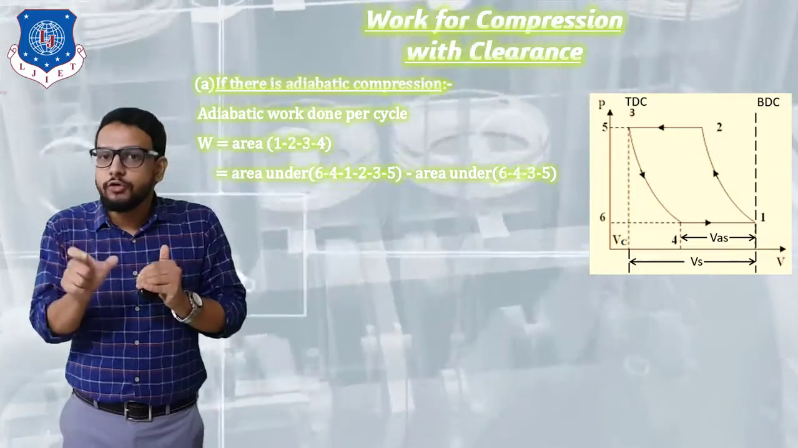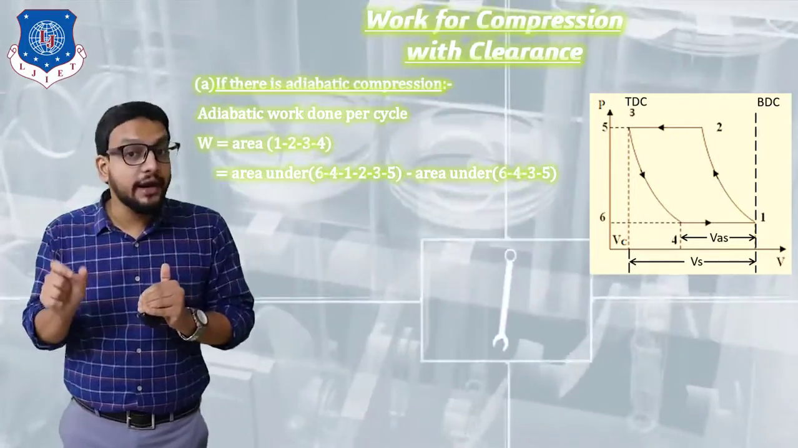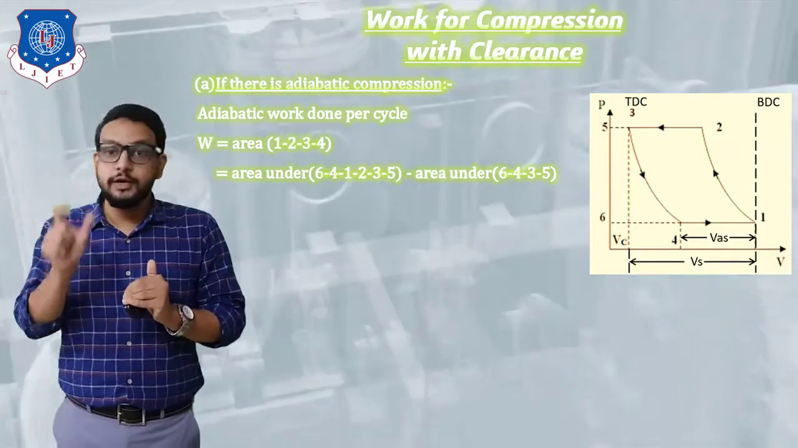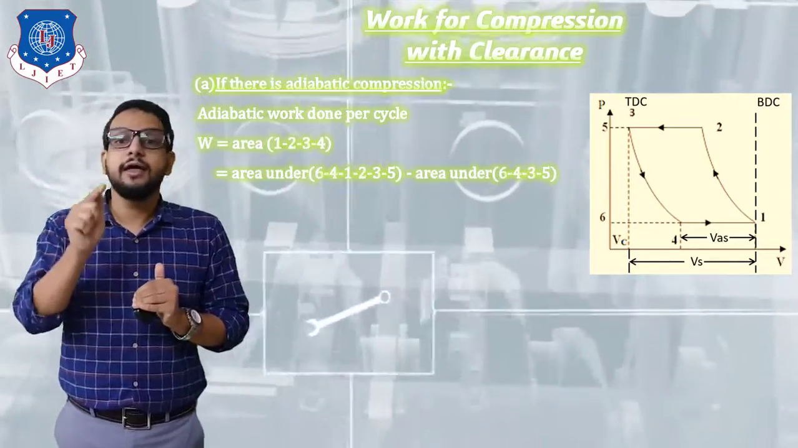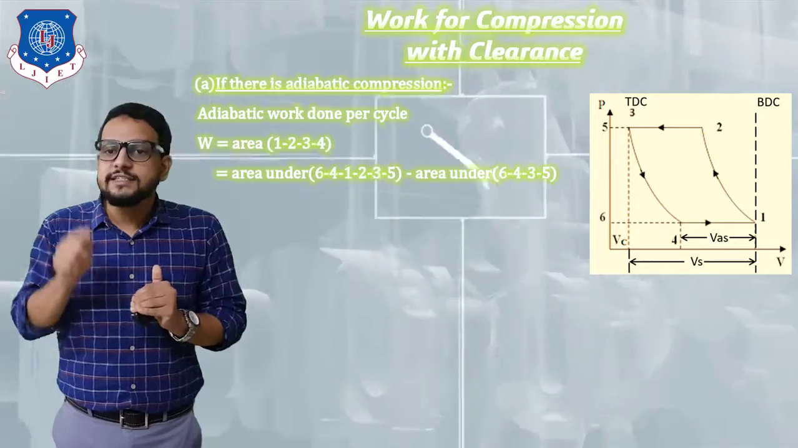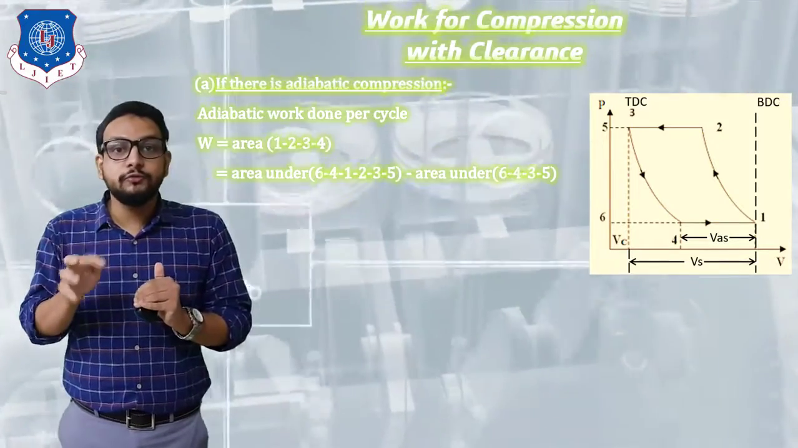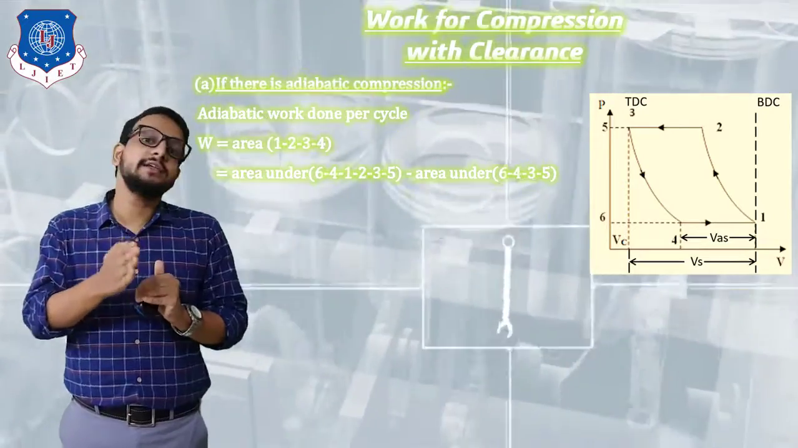So this 4 to 1 represents the effective stroke volume, also called the effective swept volume. Remember this, and it is denoted by VAS, as you can see on your screen. And VS is the stroke volume, which is the distance between TDC and BDC.